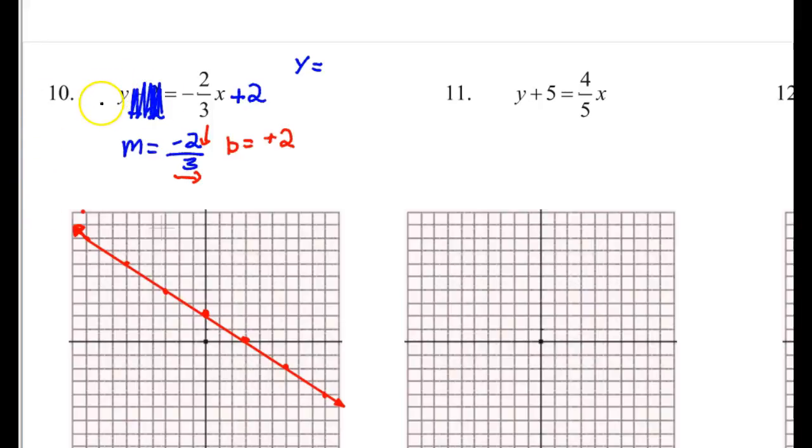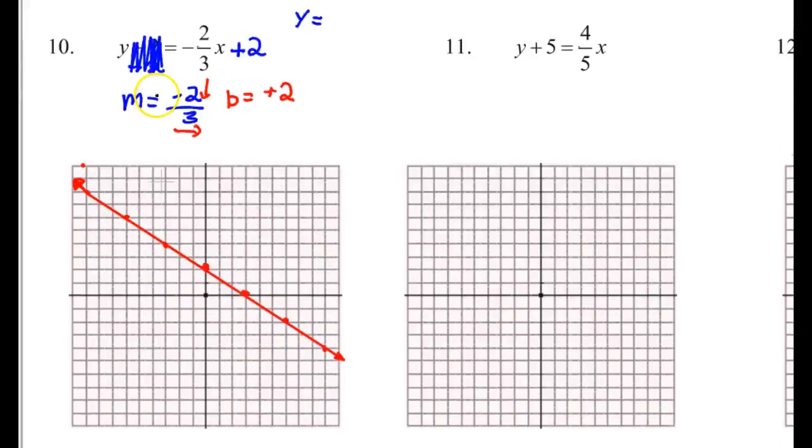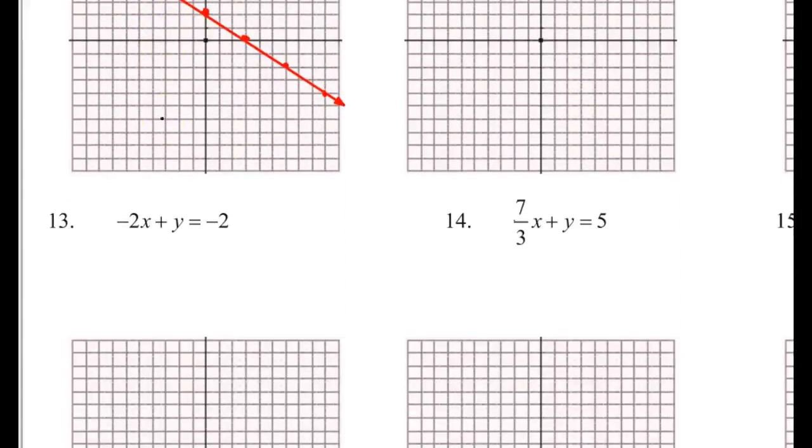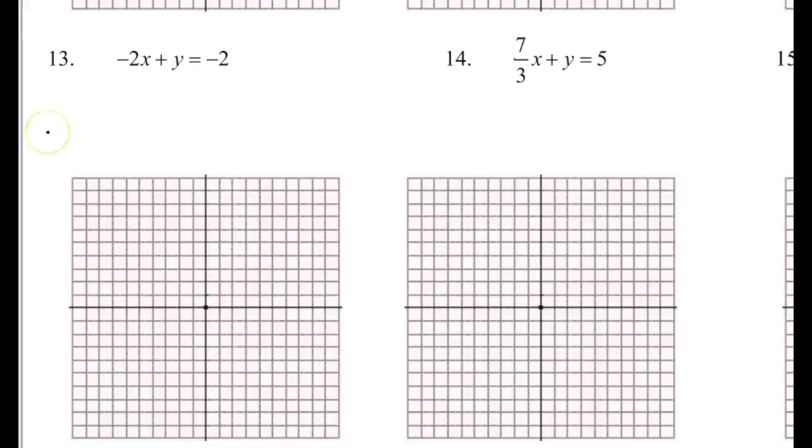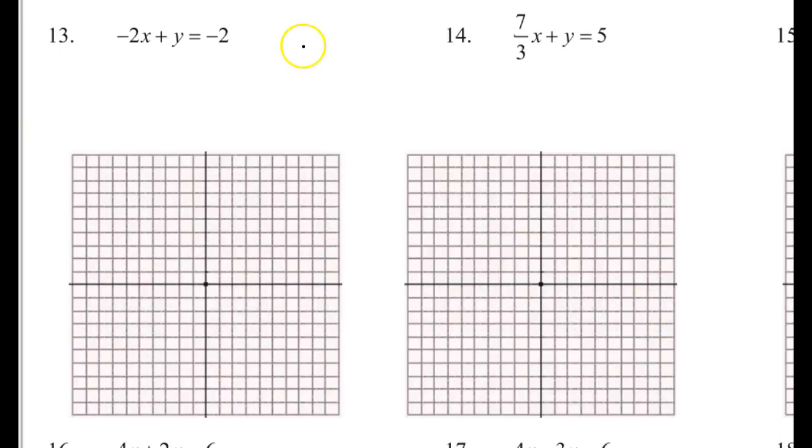Okay. 9, 10, 11, and 12 are simple one-step problems, and 13, 14, 15 are similar, but you have to move the x over. So again, for 13, we want y equals. We have negative 2x plus y equals. That means we need to move the 2x over on this one. So that cancels out, and you get y equals.